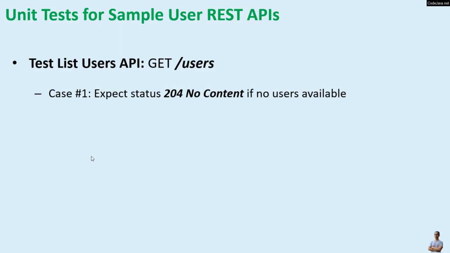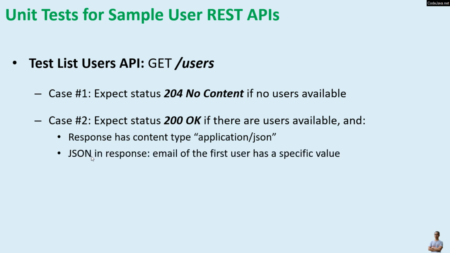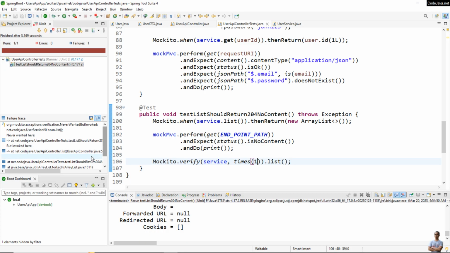And next, let's code the second unit test for the list users API. In this second case, we expect that the status should be 200, okay, if there are users available in the system. And we also expect that the response has the content type application/JSON. And in the JSON document in the response body, we expect that the email of the first user has a specific value. And we also expect that the first name and last name of the second user have specific values. Okay, let me show you the coding.